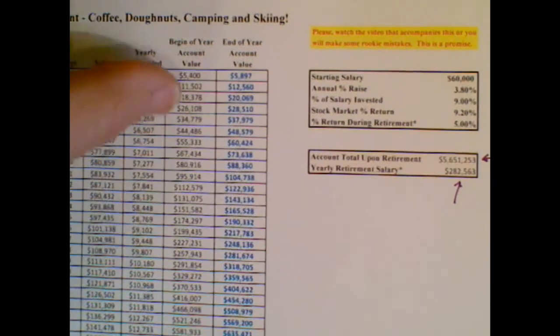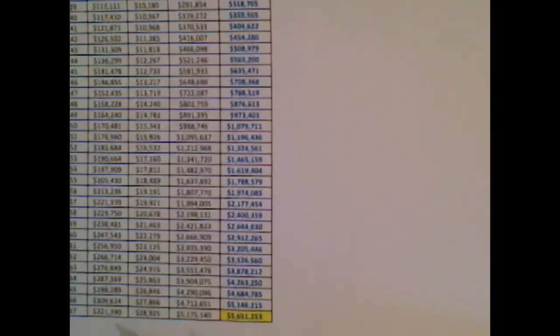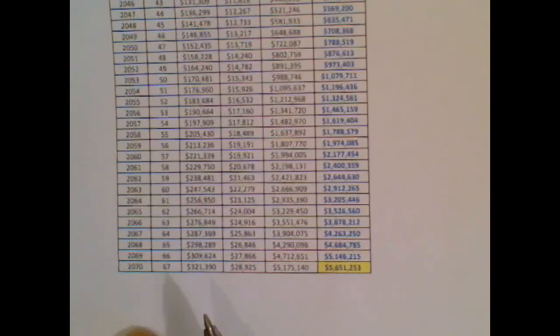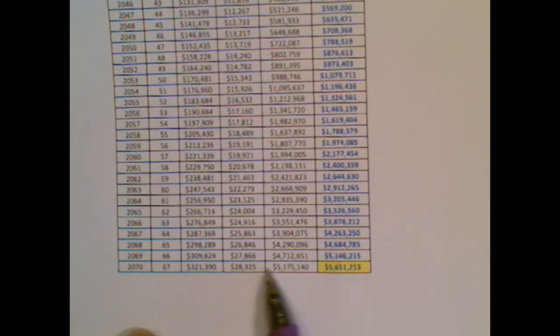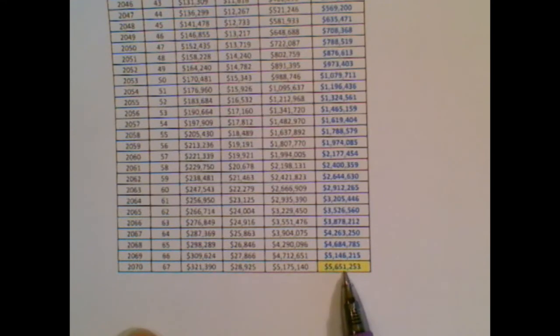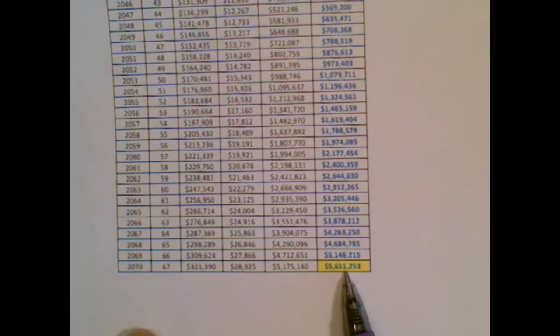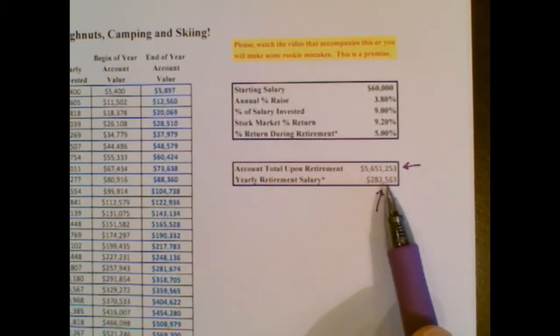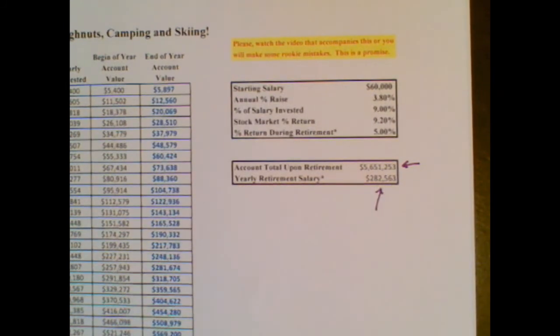So we're going to take a look at that here shortly, but this account total upon retirement, that cell is linked to, at your age 67, your end of year retirement account value. So this is, at the end of the career, how much money have you accumulated? So we just link that up here. But this yearly retirement salary is what we're now going to focus on.